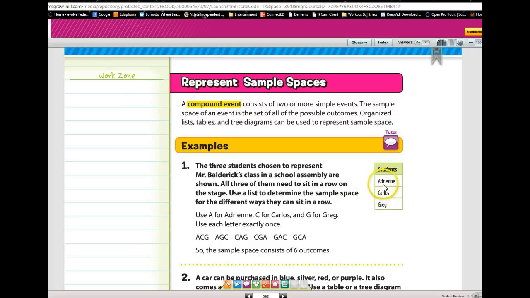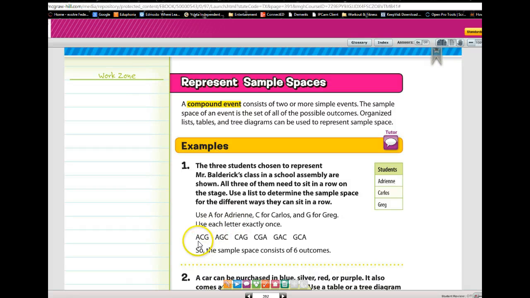So here's the 3 students, Adrienne, Carlos, and Greg. We're going to use initials for each one of these students, A for Adrienne, C for Carlos, and G for Greg. Now we can only use each letter exactly one time because everybody can only go one time in any given order. Adrienne can't sit next to herself, and neither can any of the other students. They can only sit next to a different student in a different order.